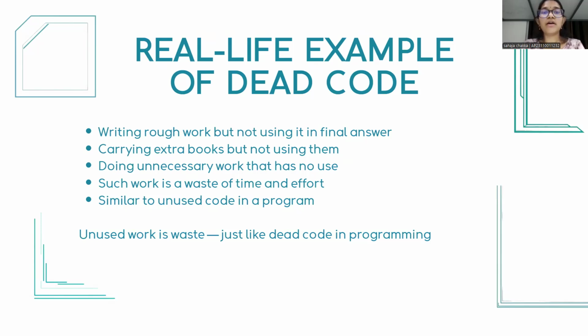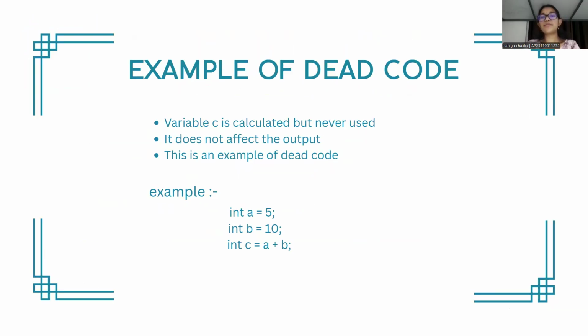Here we are going to see an example of dead code. We take code: int a = 5, int b = 10, int c = a + b. Here, the variable c is calculated but never used, so it does not affect the output. If we remove the third line of the code, the output will not be affected.